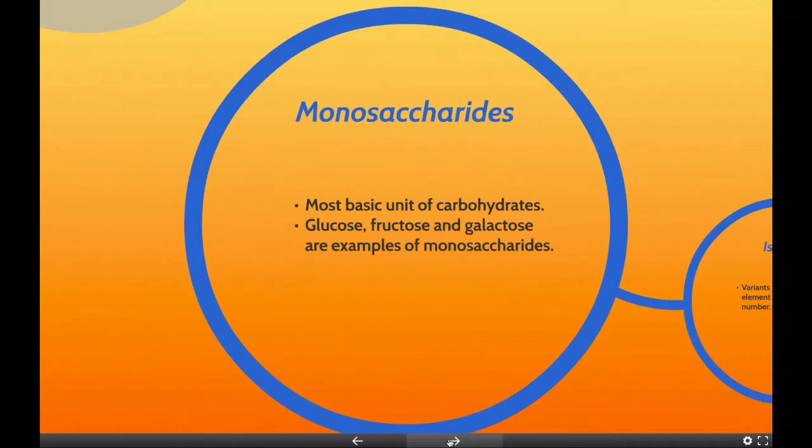Monosaccharides are the most basic unit of carbohydrates. They are fundamental units of carbohydrates and cannot be further broken down to simpler compounds. Examples of monosaccharides include glucose, fructose, and galactose. Monosaccharides are the building blocks of disaccharides, such as sucrose or lactose, as well as the building blocks of polysaccharides, such as cellulose or starch.